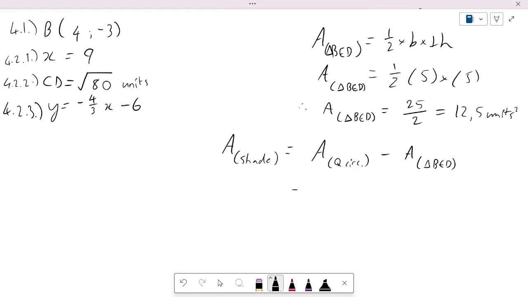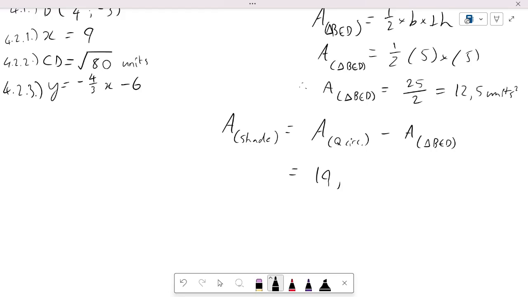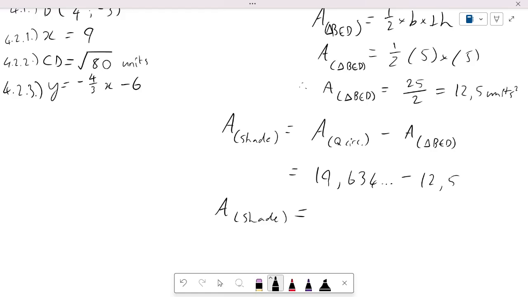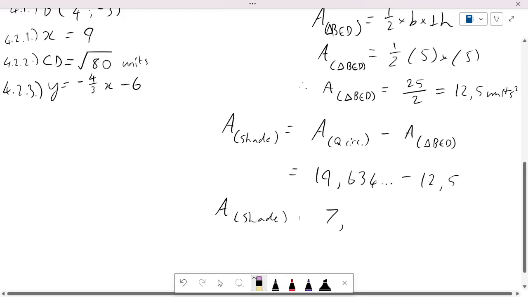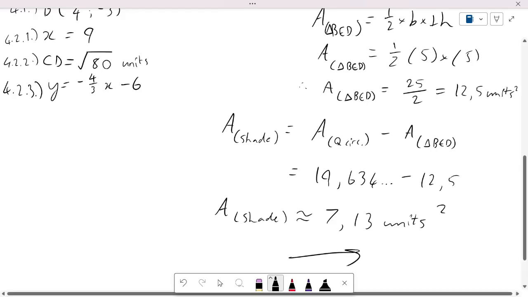And therefore, we're going to have, okay, so it says here, 19,634 dot dot dot units, minus 12,5, and then therefore the area of the shade is going to be that 19 minus our 12.5, which gives us a final answer of, let's say approximately 7,13 units square. And that's the answer of the area of the shaded region.